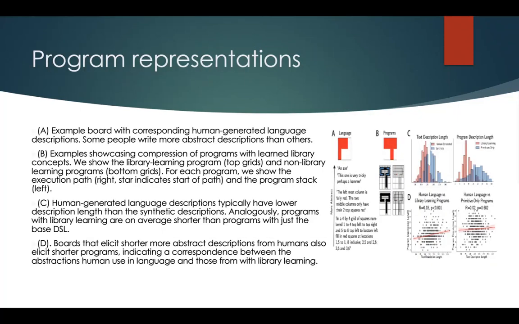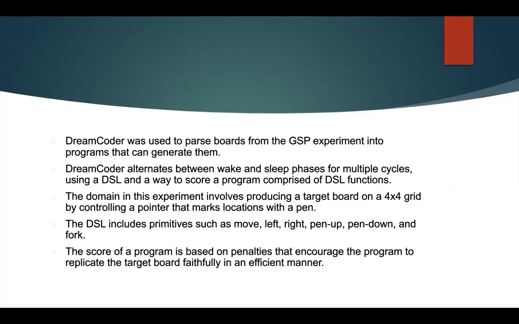And also in the program representation, this is the picture representing example differences between the grids of humans and the machine-generated grids. Here in the first phase, the encoder uses a recognition model consisting of a convolutional layer and a fully connected layer to generate program solutions for a given board.